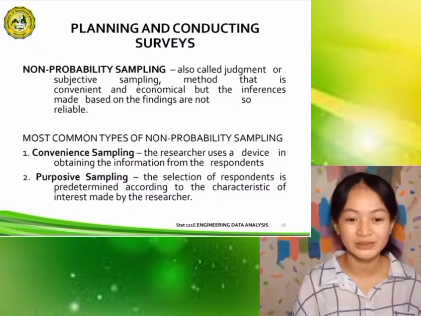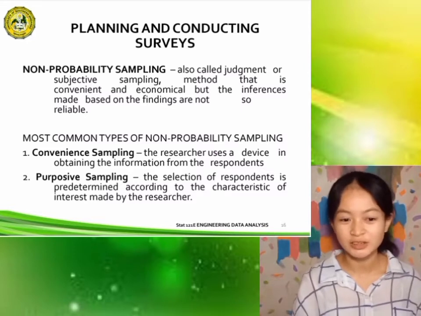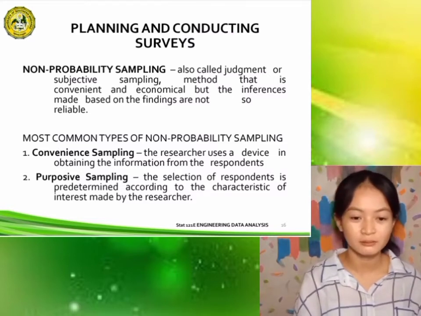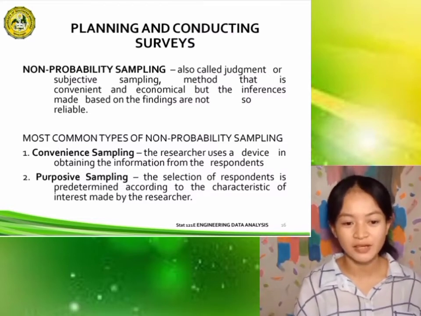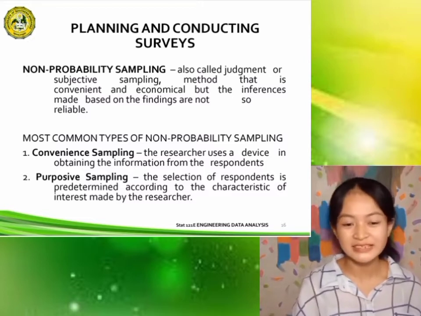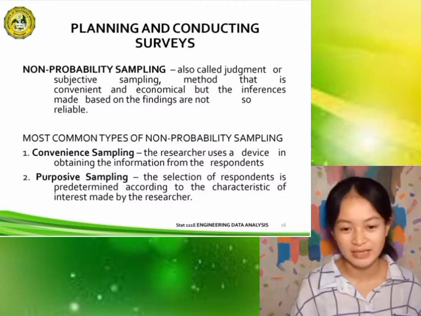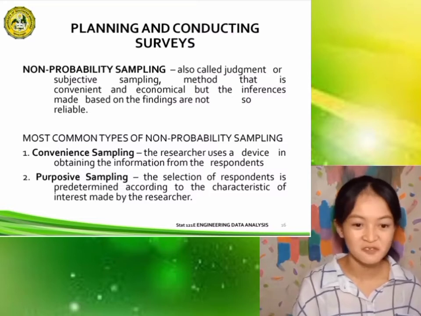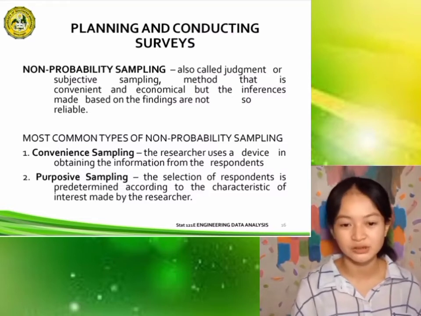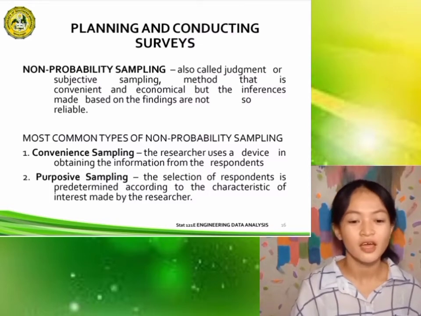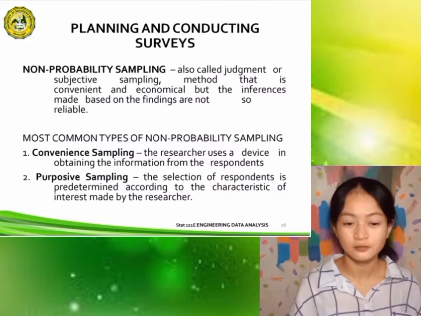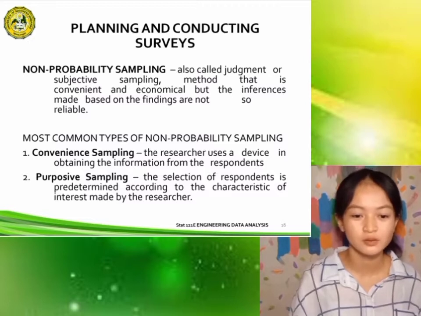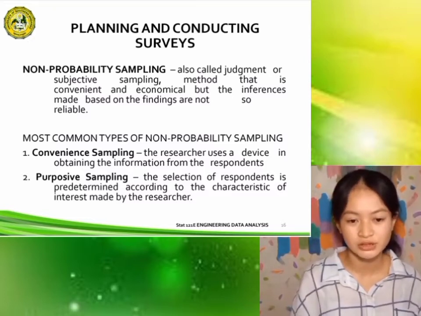So what is non-probability sampling? It is also called judgment or subjective sampling, which is a method that is convenient and economical, but the inferences made based on the findings are not so reliable. This type of sample is easier and cheaper to access, but it has a higher risk of sampling bias. That means the inferences you can make about the population are weaker than with probability samples, and your conclusion may be more limited. That is convenience sampling. A convenience sample simply includes the individuals who happen to be most accessible to the researcher.